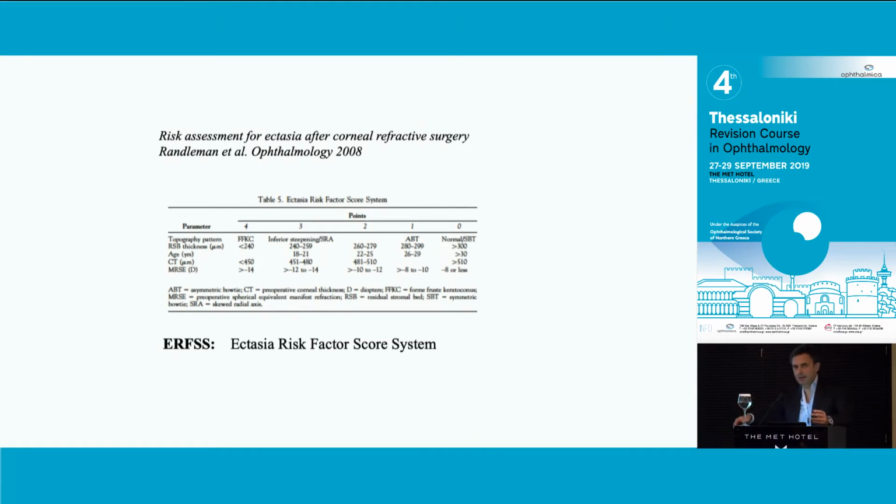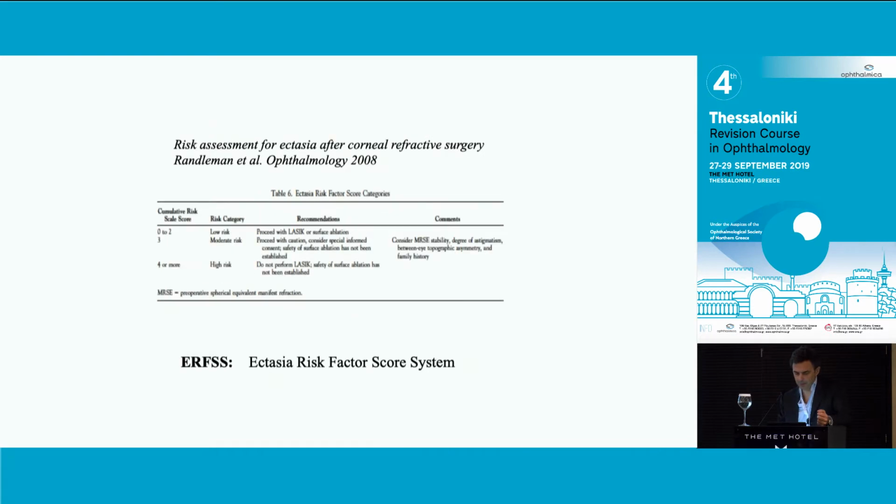Risk of ectasia, as I think was hinted before: there are two seminal papers from Randleman. One looks at the ectasia risk score. It is a paper that is relatively old, but is very useful because it shows you the main factors that you need to look at, which is that corneal topography is key.